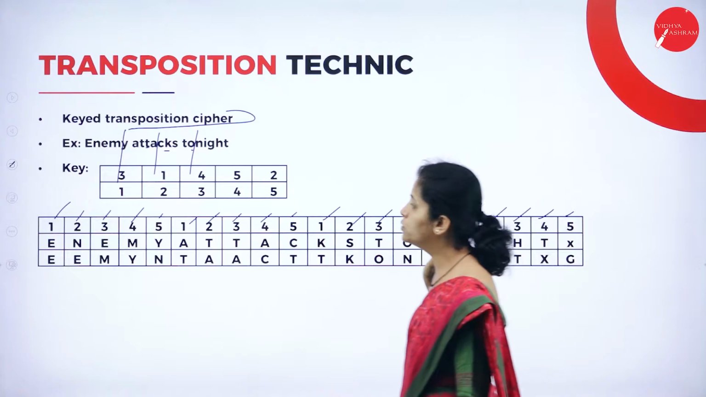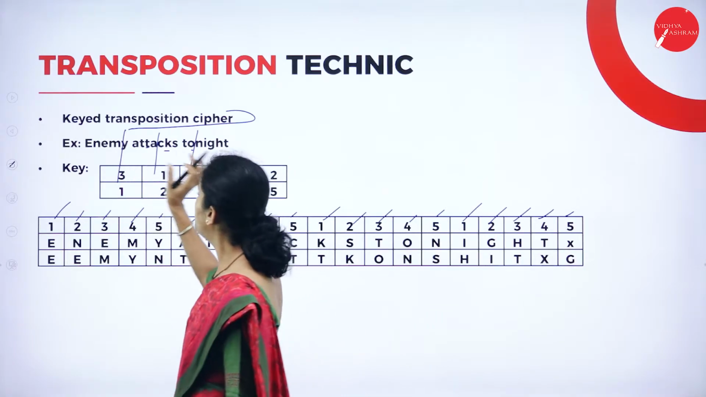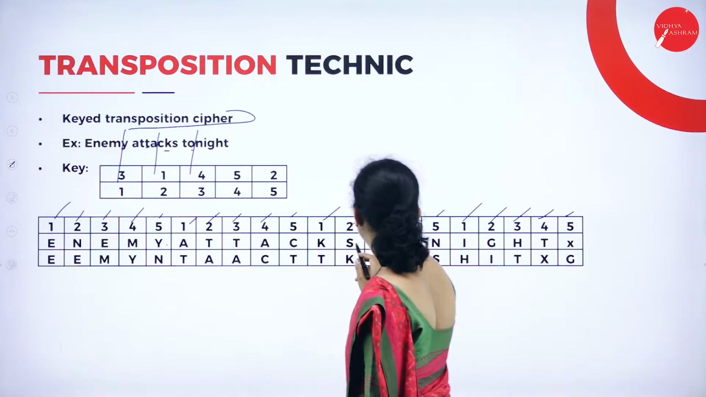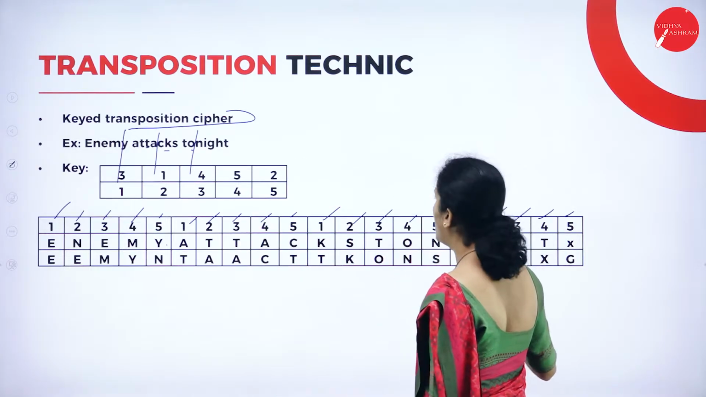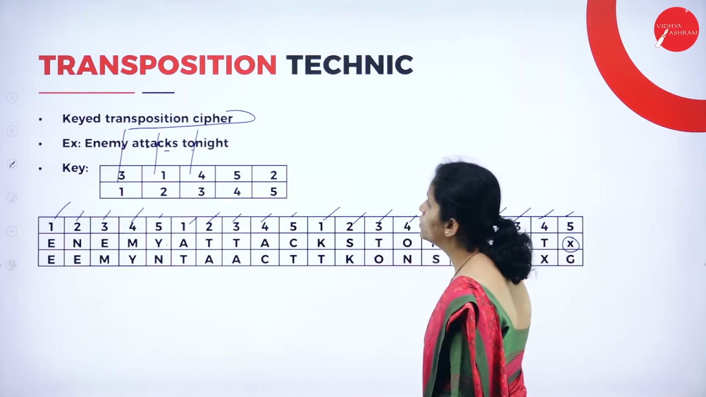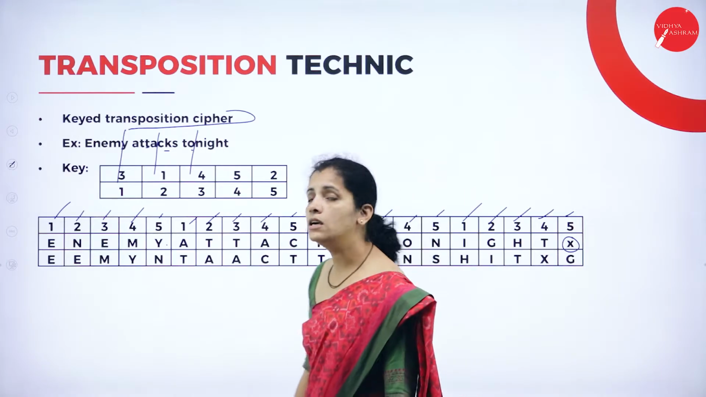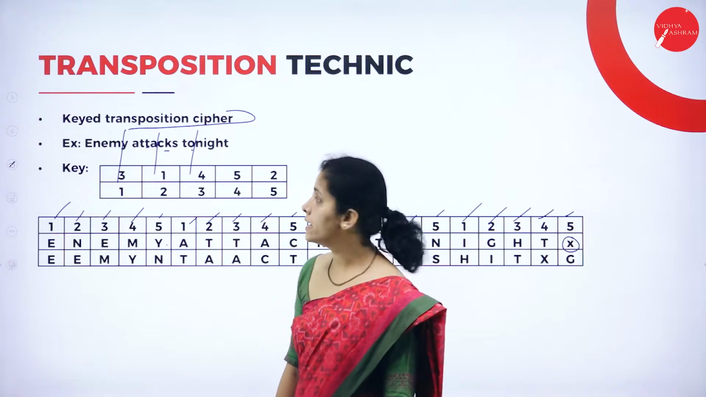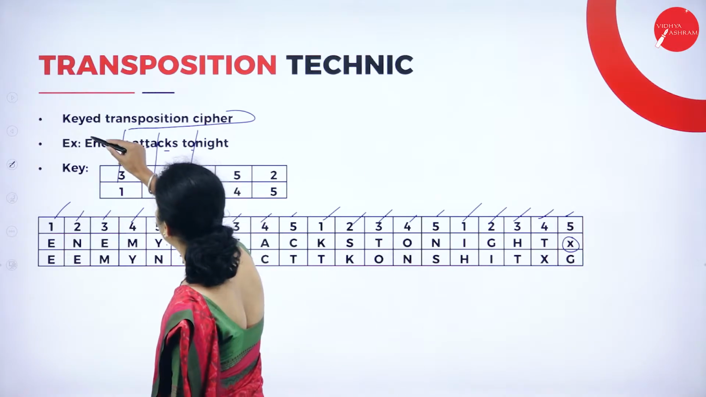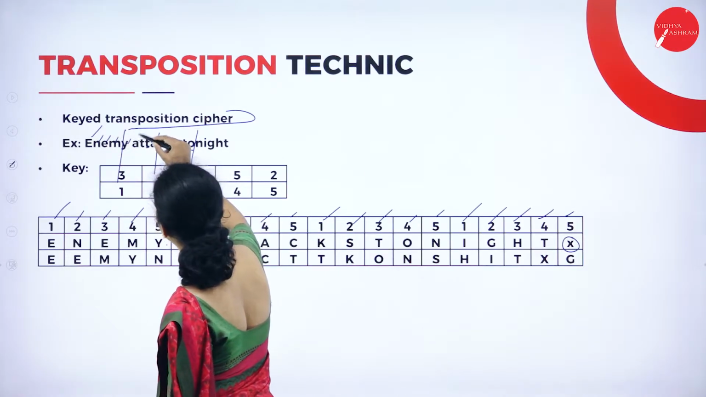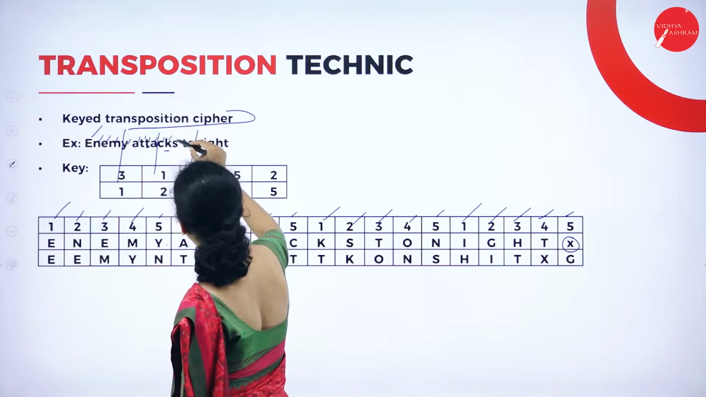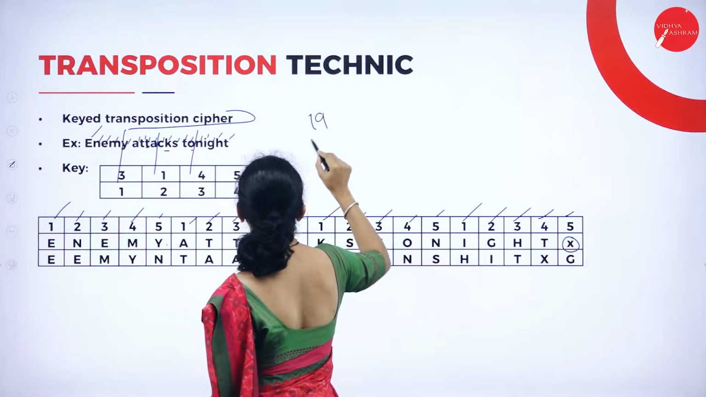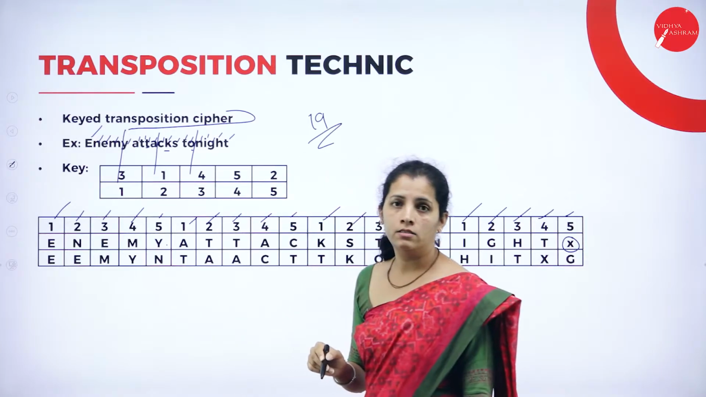Now I'm going to write the plain text as it is, that is, enemy attack tonight. And at the end, I'm going to place a dummy character, because here I'm having 1, 2, 3, 4, 5, 6, 7, 8, 9, 10, 11, 12, 13, 14, 15, 16, 17, 18, 19. So I'm having 19 characters.